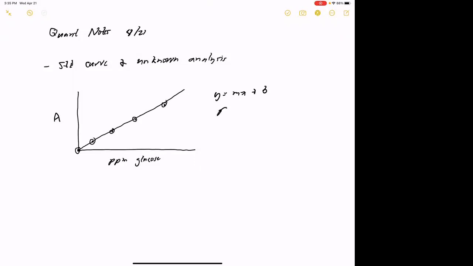The other thing that you guys know you can get is an r squared. Okay, that's the correlation coefficient. And the closer to 1 that is, the more linear the fit. Okay, the better the fit.